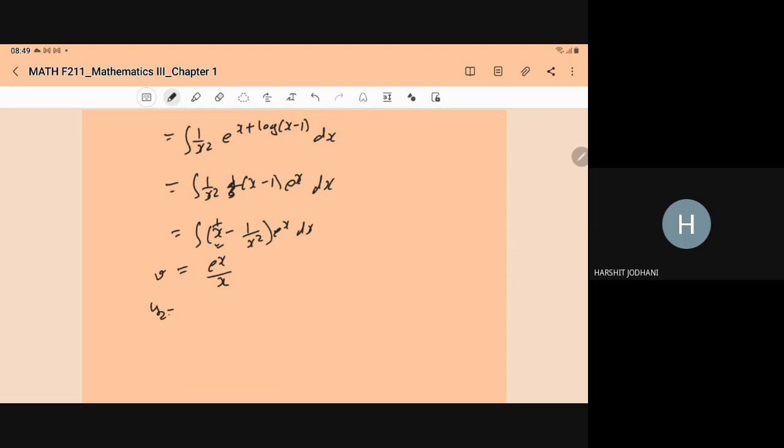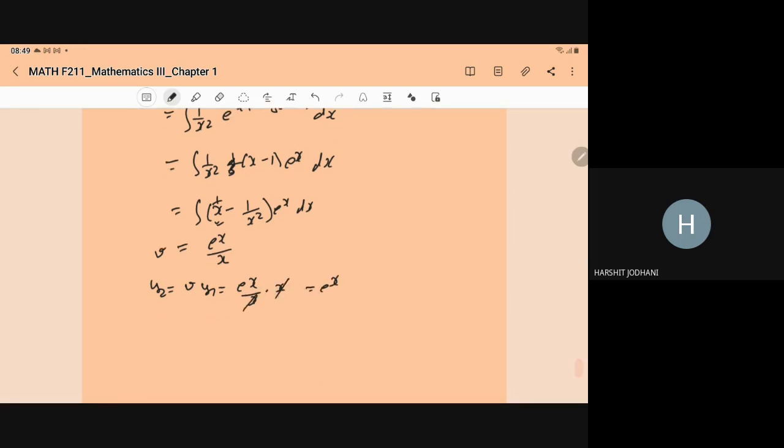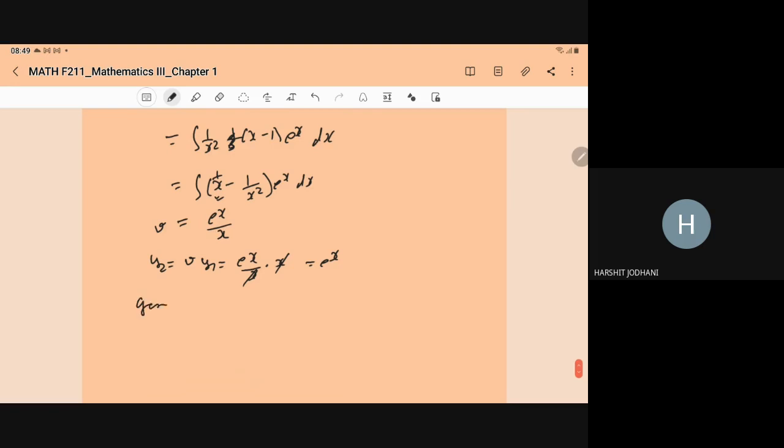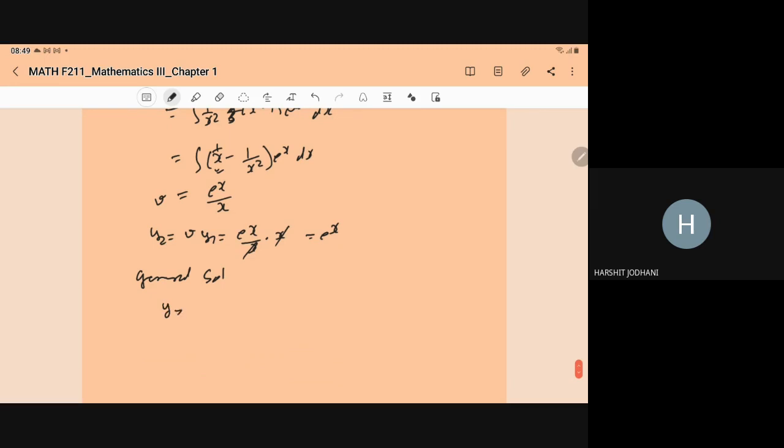So what is y2? y2 will be v into y1. So e to power x upon x into x, so it will cancel out. So it will come only e to power x. So the general solution will be y is equal to c1 y1 plus c2 y2. That is c1 x plus c2 e to power x. That is the general solution.